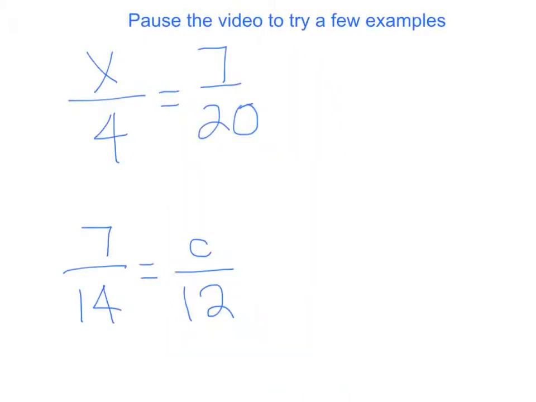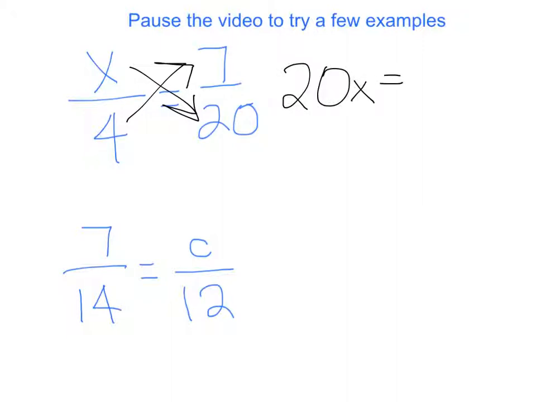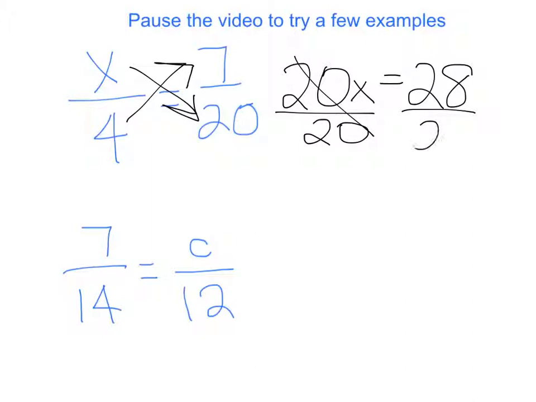Pause the video to try a few examples on your own. So for the first example, we have x/4 equals 7/20. If you cross multiply, you have 20x equals 28. You divide both sides by 20, and you get x equals 1.4.